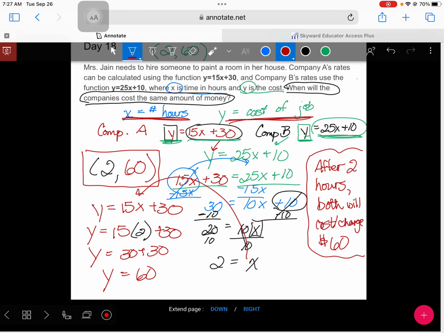What questions do you have about that? Now, they gave you the equations, they gave you the variables. You have to know, like I said before, if you have y equals something and y equals something, and we want to know when is it going to cost or be the same, set them equal to each other. Okay?